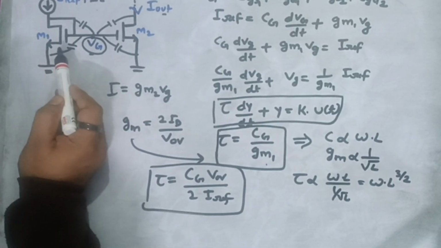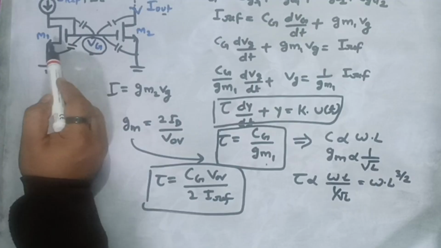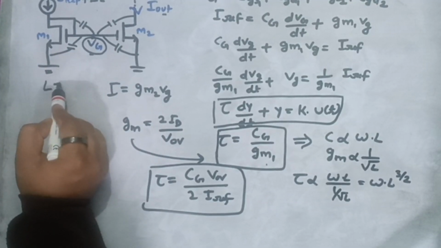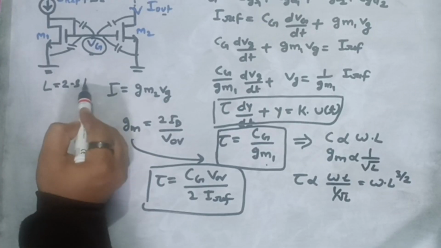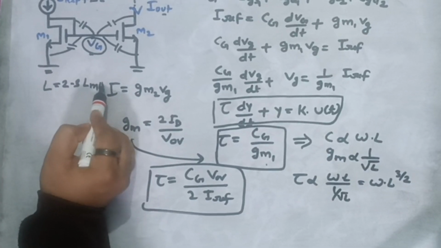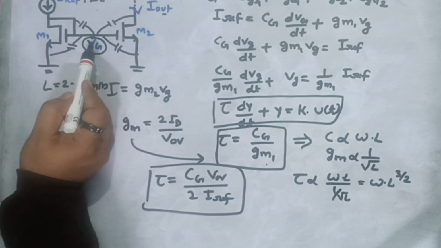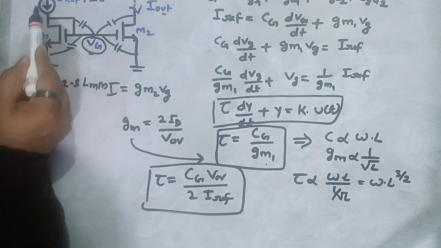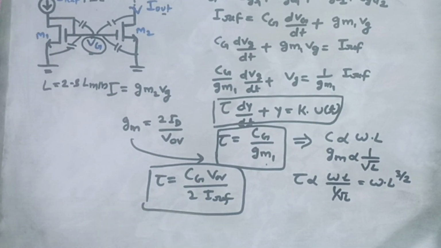But usually we also study in current mirrors that in order to have proper accuracy and proper matching, we usually keep L 2 to 3 times the minimum length. So that we can do, but beyond that, if you want to decrease the settling time of this gate potential, try to increase I reference if possible. So that's all about this question.